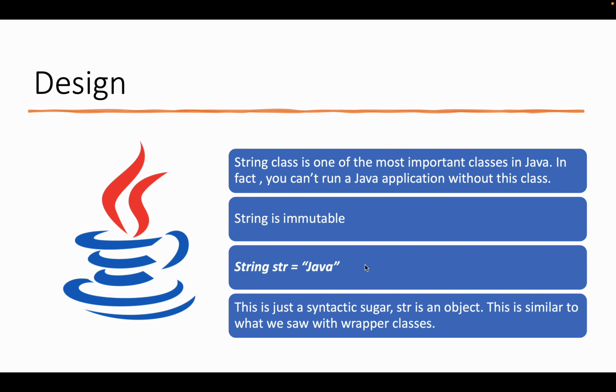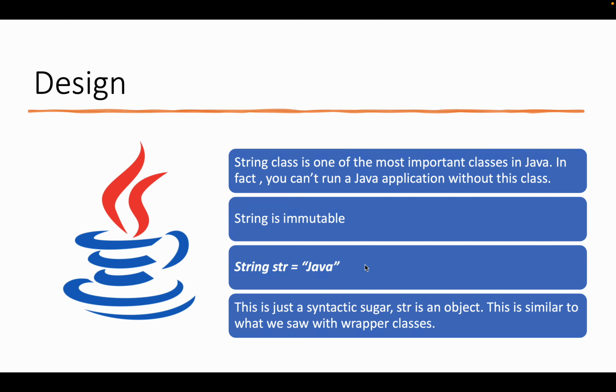But before that, we have to mention that the string class is one of the most important classes in Java, because the main method requires it for it to be a legitimate main method or an entry method for a Java application. This essentially means that without the string class, you will not be able to run your application or to kickstart it. Then, the string class is immutable.